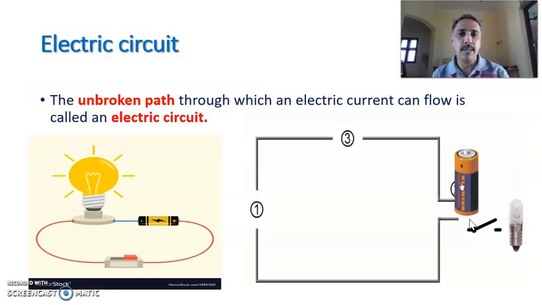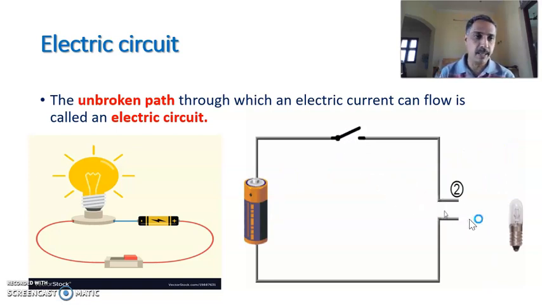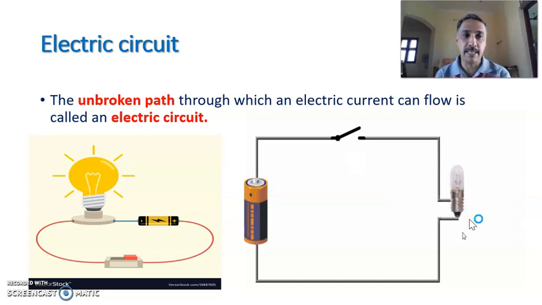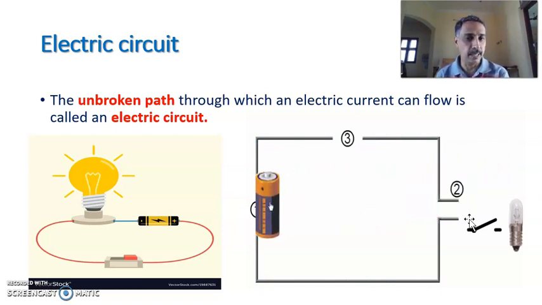So what is an electric circuit? The unbroken path through which an electric current can flow is called an electric circuit. The key word is unbroken path. That is, there should not be any gap in the path. So the unbroken path through which an electric current flows is called an electric circuit.